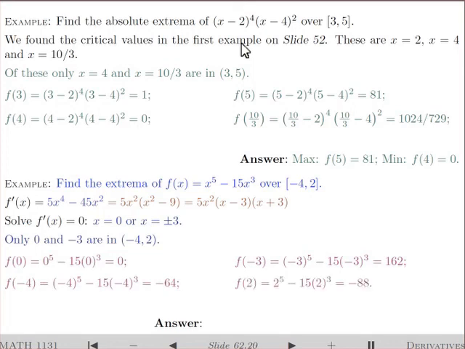Of these four values, 0, 162, negative 64, and negative 88, the smallest is negative 88, so that's the minimum. The largest is 162, that's the maximum. This concludes our look at the process of finding absolute extrema.